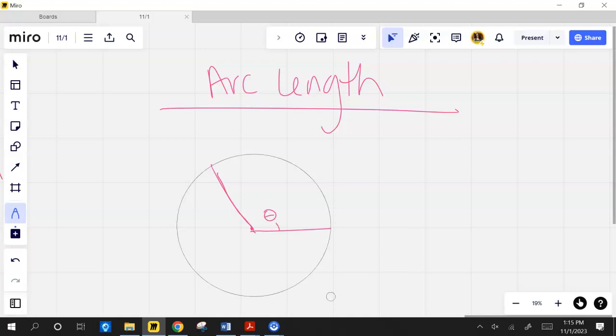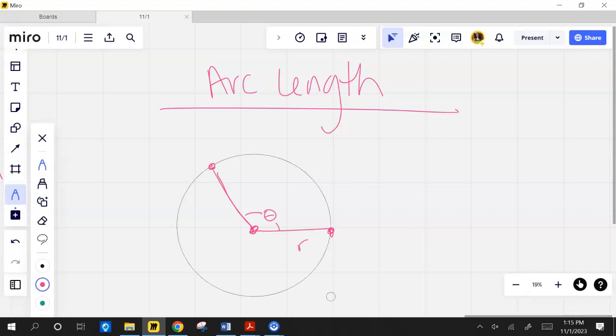Here's my theta. Okay. Arc length. Now, what is this piece called from the center to a point outside? The radius of the circle, right? So this is R. I'm going to tell you the trick to this is going to be that your theta must be in radians. If it's not, you have to convert it. Okay? It's the only way this works. Convert it over to radians.